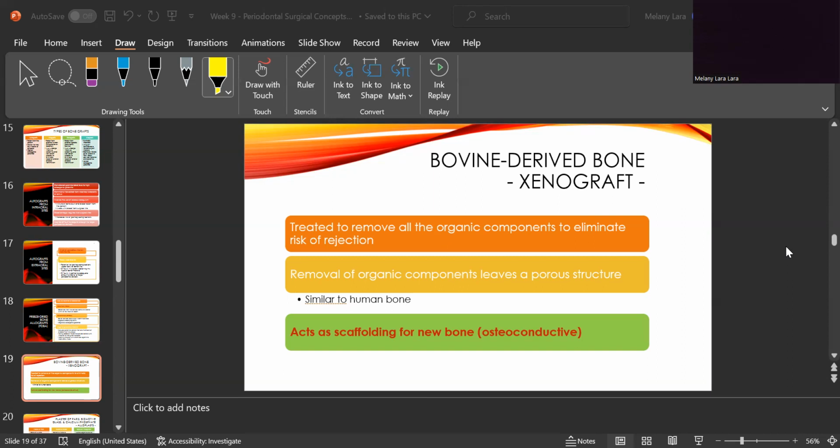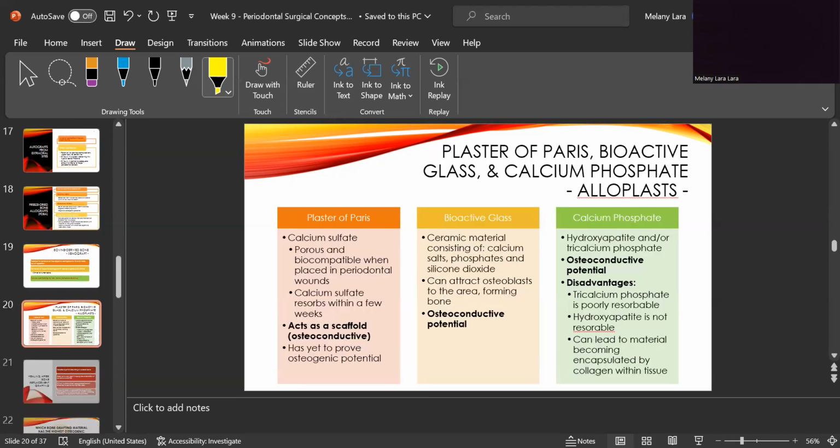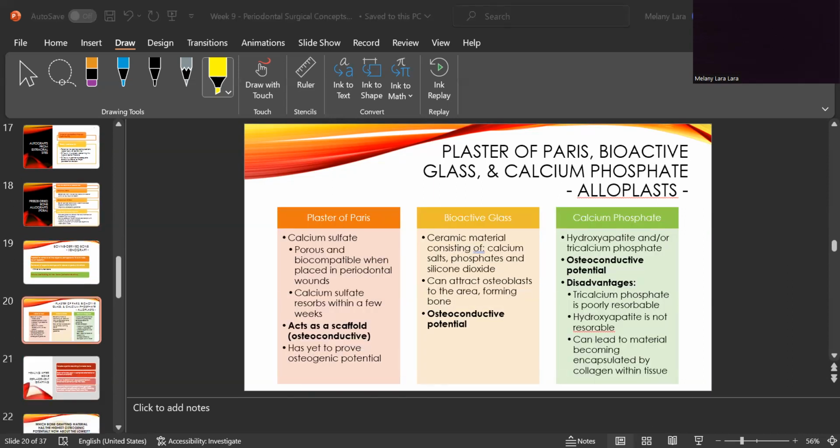All right, so now let's talk about our alloplasts. These are the plastic and synthetic materials. There's a couple different ones that we'll talk about, three main ones that we see, but there's a wide variety of different synthetic materials that can be utilized for bone grafting. The first one is referred to as plaster of Paris, and that's a calcium sulfate material. It's really nice because it's porous, and having the material be porous acts as that scaffolding, right?